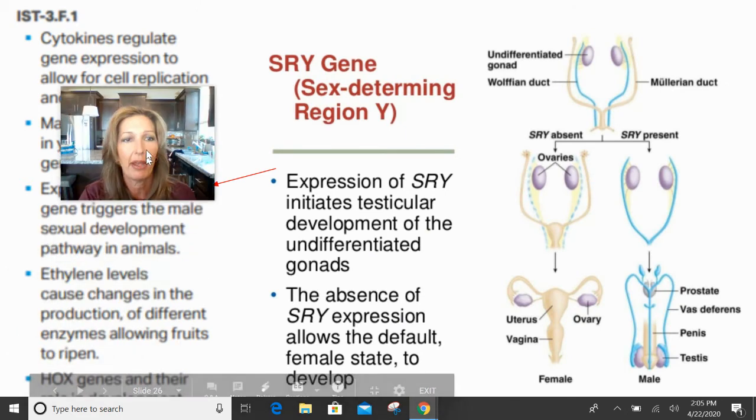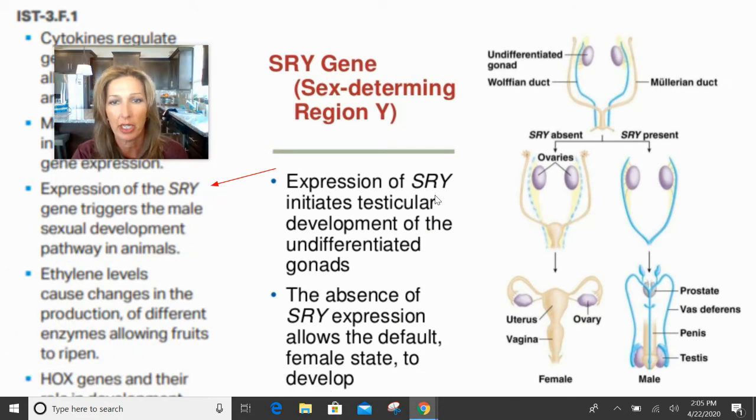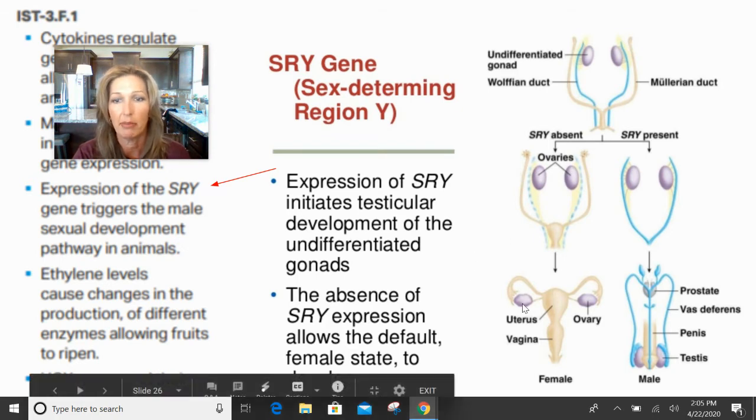We did talk about the SRY gene on the Y chromosome. That Y chromosome is producing proteins. Those proteins are then signal molecules that the tissues in your cells or in these organs actually receive. And that is the difference between the development of testicles versus the default, which is the development of the female state.